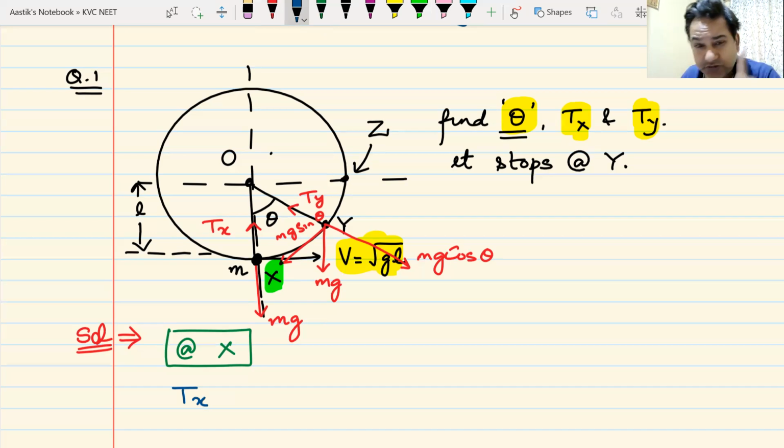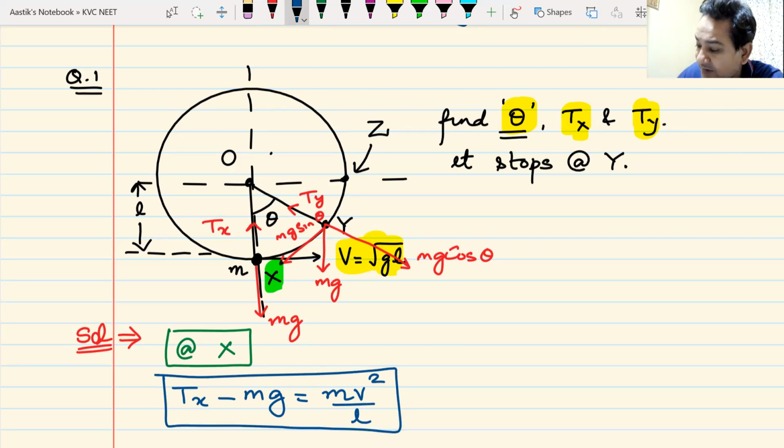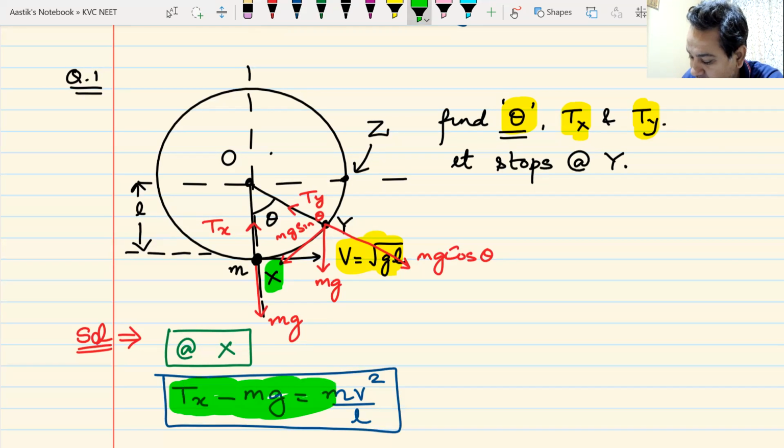What is the centripetal force? Upwards minus downwards, Tx minus mg. That must be equal to m into v square by L. Do we all understand this? This is the equation at point X, the green equation. Do we all understand this green equation?